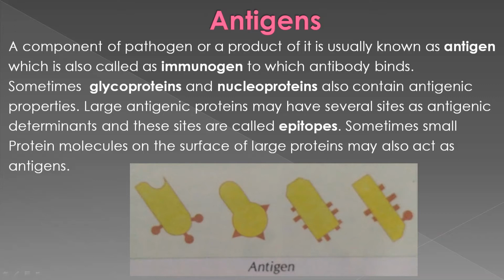Sometimes small protein molecules on the surface of large protein molecules may also act as antigens. Suppose this is a large protein and on top many small proteins are present. So those proteins can also act as antigenic compounds.